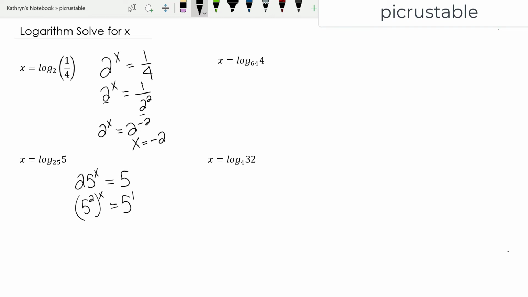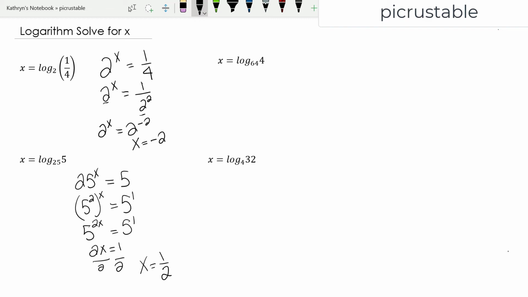Now remember, this is a 1, so I'm going to have 5 to the 2x equals 5 to the first. They're the same bases now. So all I have to do is say 2x equals 1. I divide it by 2. Turns out that our x is 1/2.